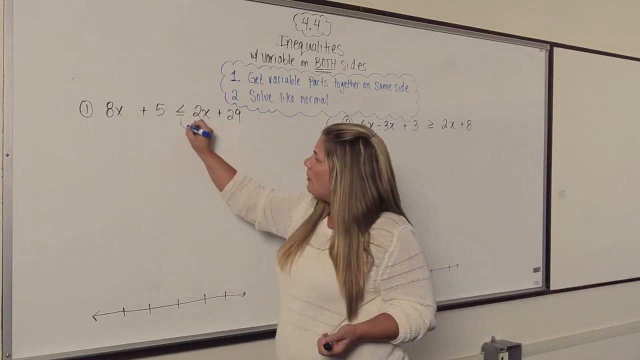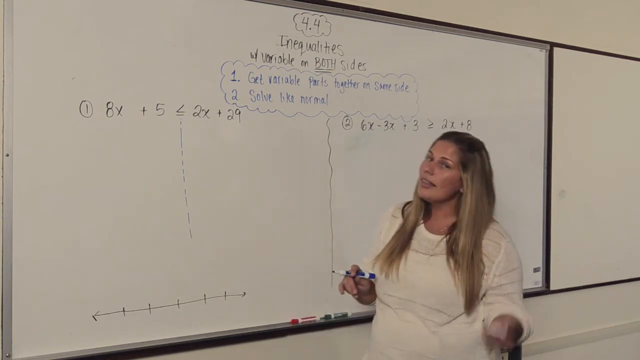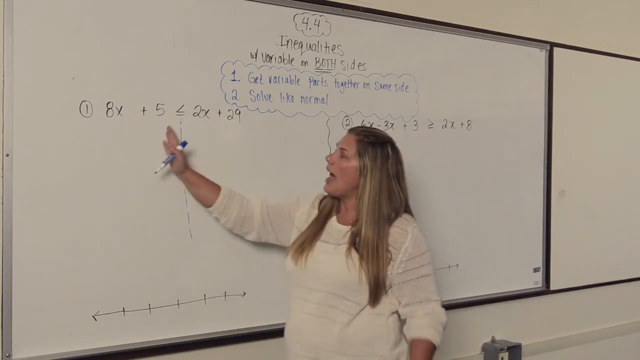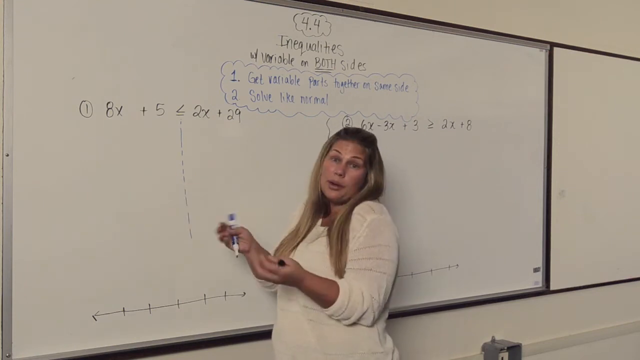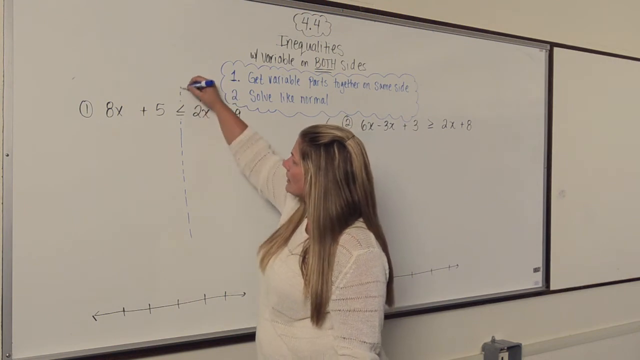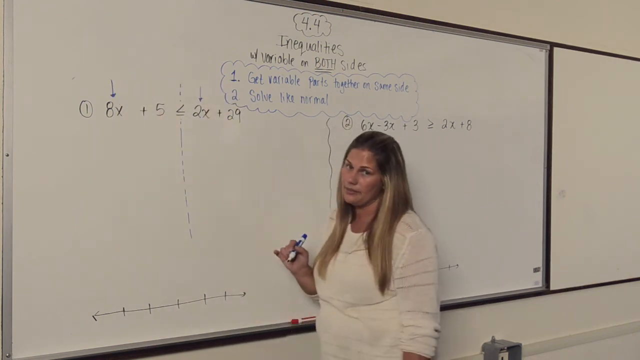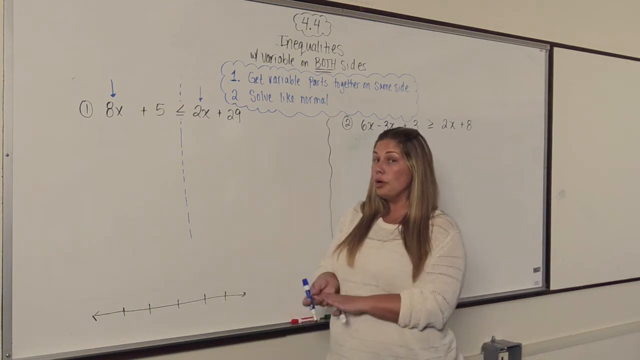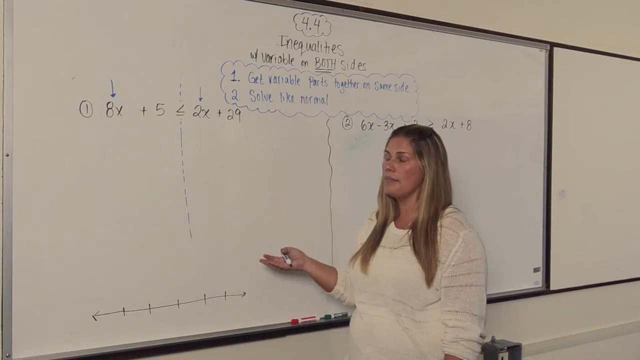So I'm going to draw my line down through that inequality sign. And in the last lesson, the x's were on the same side. So we could just combine them and put them together. Well, now I have an x on the right side of my line, and I also have an x on the left side. So I'm not allowed to just put them together. So now I have to actually get rid of one of them.